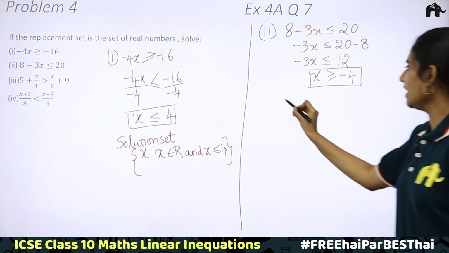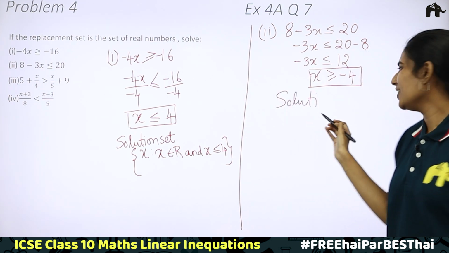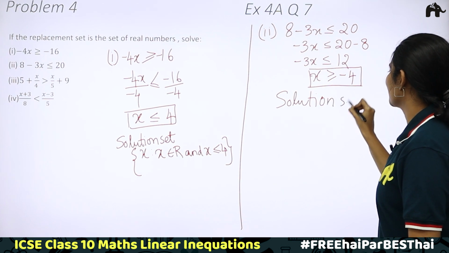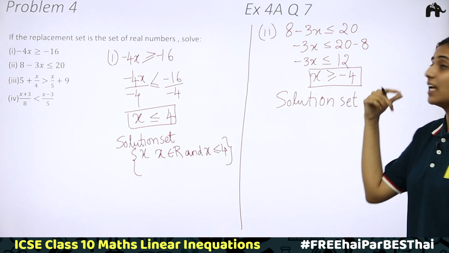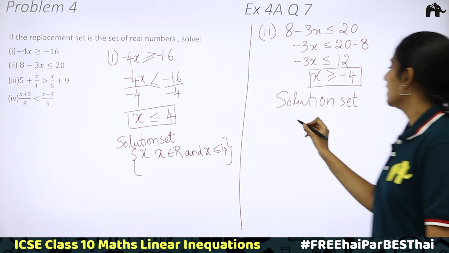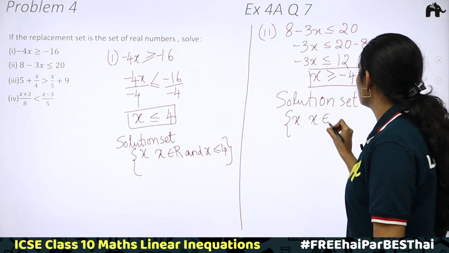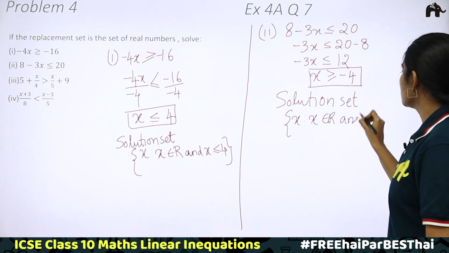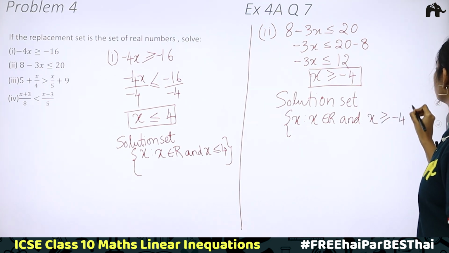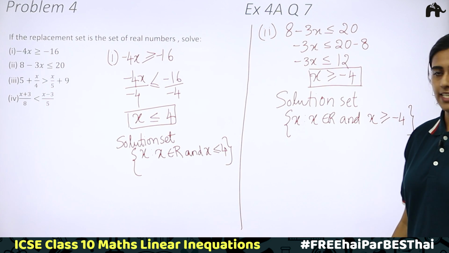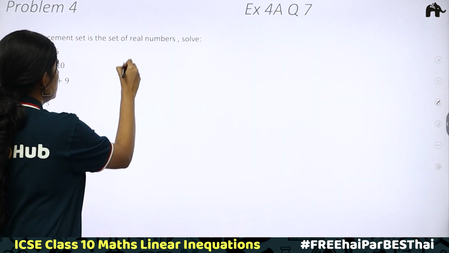Let's write the solution set. Oh, you got the answer? Okay, let's write the solution set. What are the conditions? X should be a real number and a number that is greater than or equal to minus 4. X such that x belongs to real numbers and x greater than or equal to minus 4. This is our solution set. Okay. Let's move on to the third part.